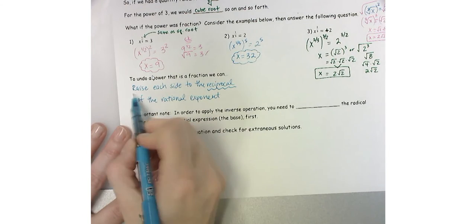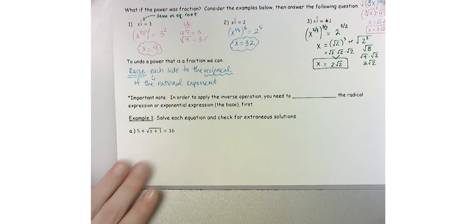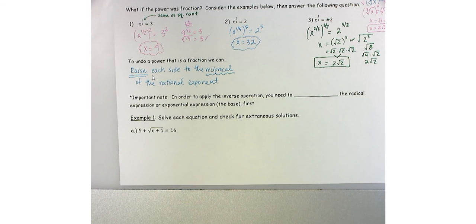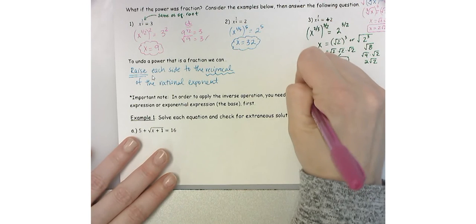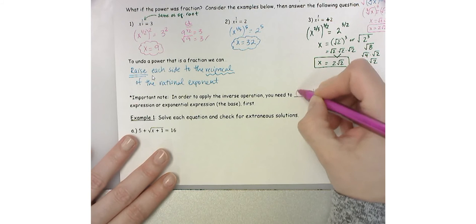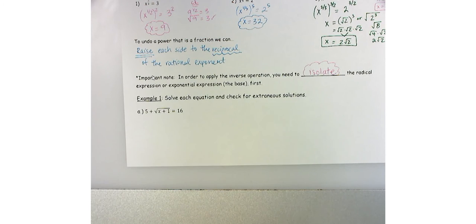All right, and then I added a little note here for you. It says, in order to apply the inverse operation, you need to isolate the radical expression or the exponential expression, whatever the base is, first. So for example 1, when we're going to solve each equation and then check for extraneous solutions, the first thing we want to do is isolate the radical.